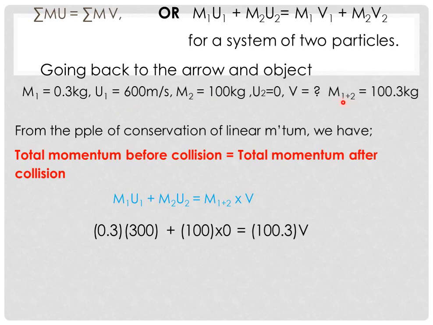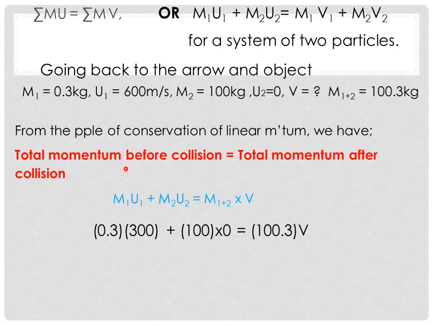The combined mass, the mass of the first and the second, is equal to 100.3, because the first one is 0.3 and the second one is 100. Now, from the principle of conservation of linear momentum, we have that the total momentum before collision is equal to the total momentum after collision.